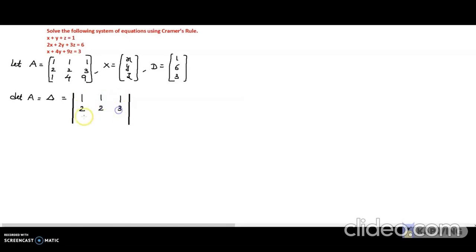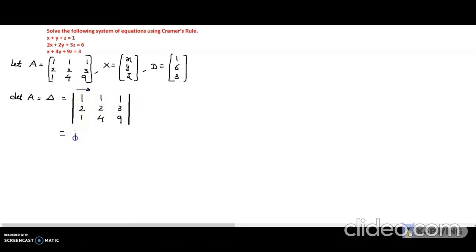We use a mod, that is, under mod is the determinant of any matrix. So we know how to find the determinant already from the previous videos. I have explained how to find the determinant. The first thing is we expand the determinant either along the first row or second row or third row or first column or second column or third column. Most of the time we will be expanding the determinant along the first row.